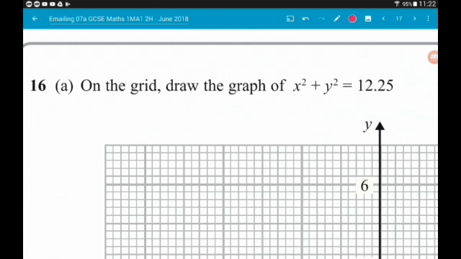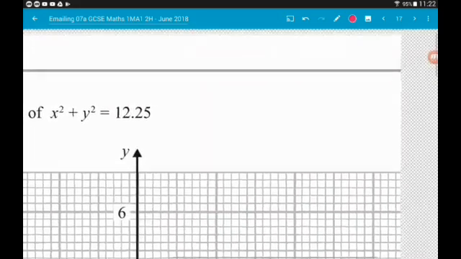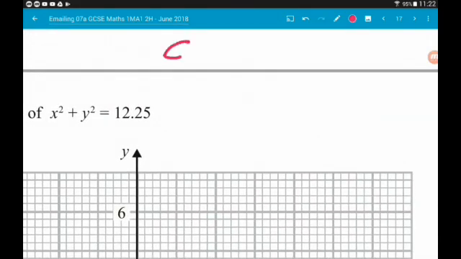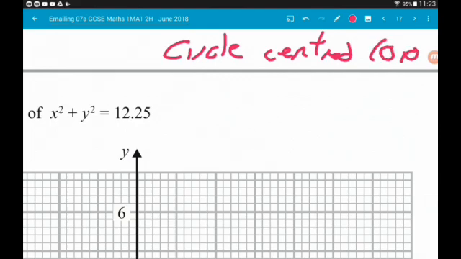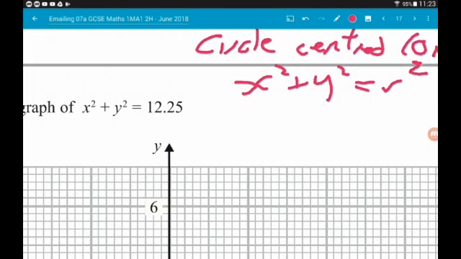Cool. Question 16. On the grid, draw the graph of x squared plus y squared is equal to 12.25. I imagine this is one that caused problems. This is actually the equation of a circle centered at the origin. So a circle centered at 0, 0, so at the origin, has equation x squared plus y squared is equal to the radius of the circle squared. So we've certainly got a circle centered at the origin.